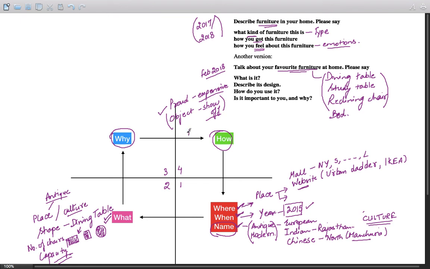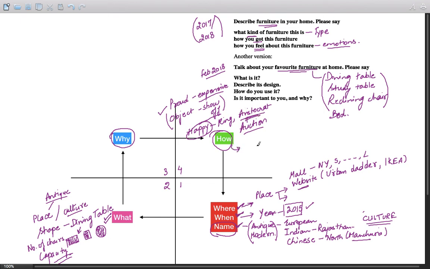Additionally, you can also talk about that you are happy about this piece of furniture, since it is a long-lasting piece that perhaps some king used it in the past, some really an aristocrat used it in the past, and perhaps you purchased this antique furniture from an auction. Okay, so you really feel happy that it gives you a feeling of being an aristocrat.